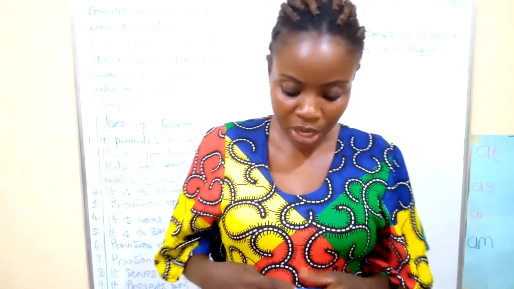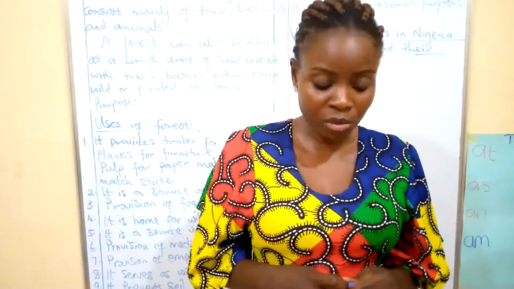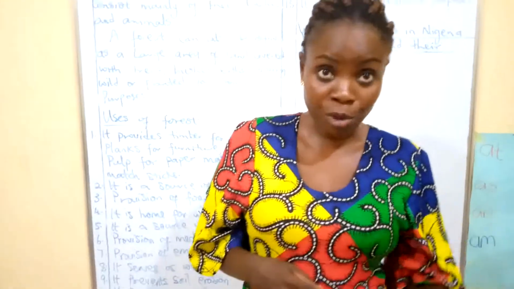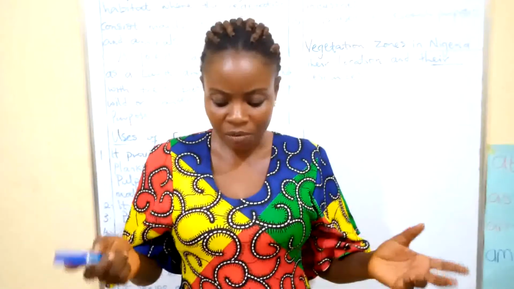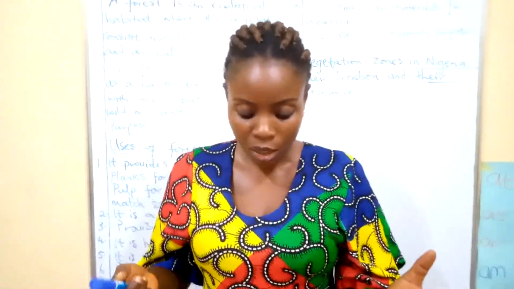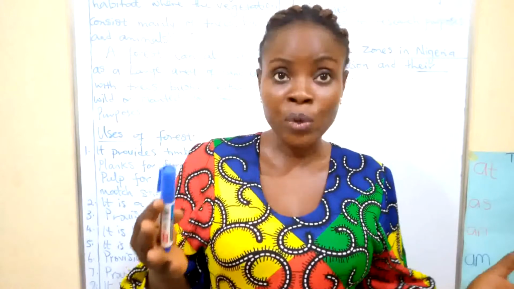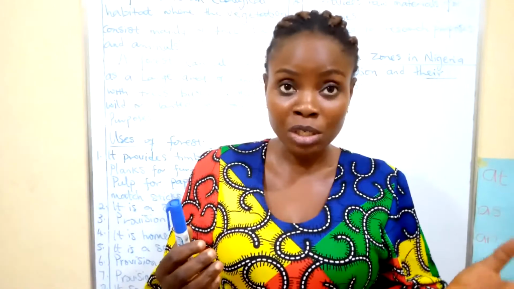Now we go to the rainforest, which is the second category under the forest zone. Now we can find rainforest in Nigeria, in Benin. We find it in Sapele, in Akure, in Ibadan, and we can find it in Abeokuta and Aba. There are some other places too that I have not mentioned here.